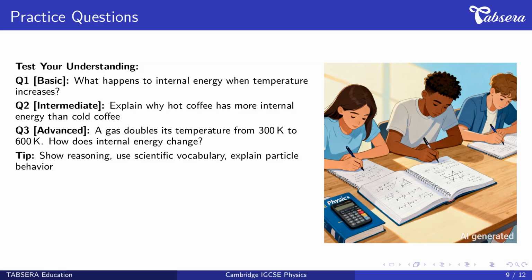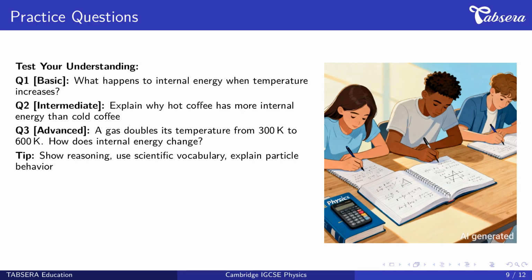Now practice what you've learned with these 3 questions. Question 1 is basic level. It asks, what happens to internal energy when temperature increases? This tests your understanding of the fundamental relationship. Question 2 is intermediate. It states, explain why hot coffee has more internal energy than cold coffee. This requires you to apply particle theory to a real situation.